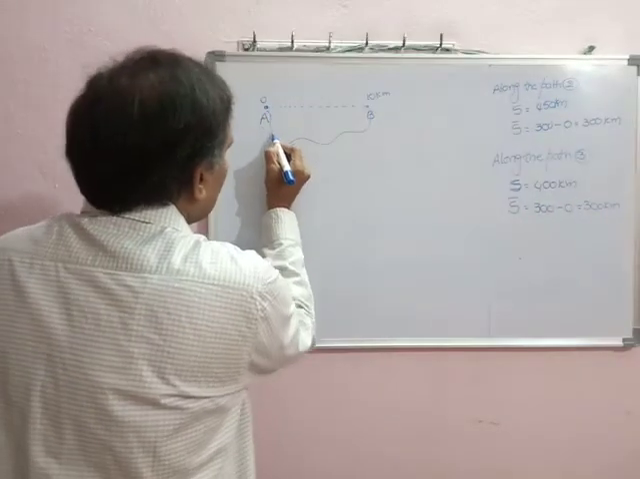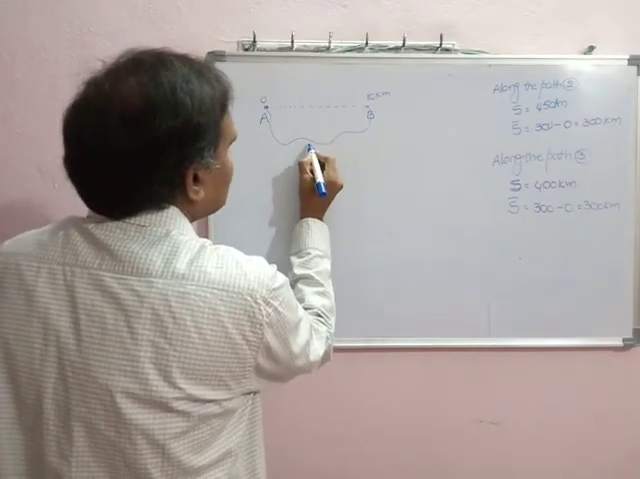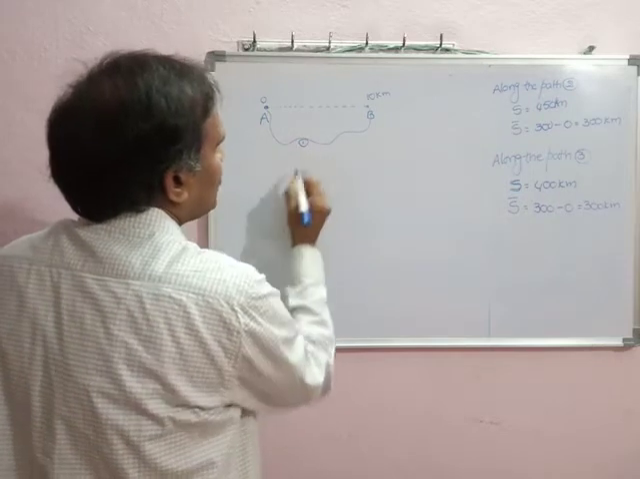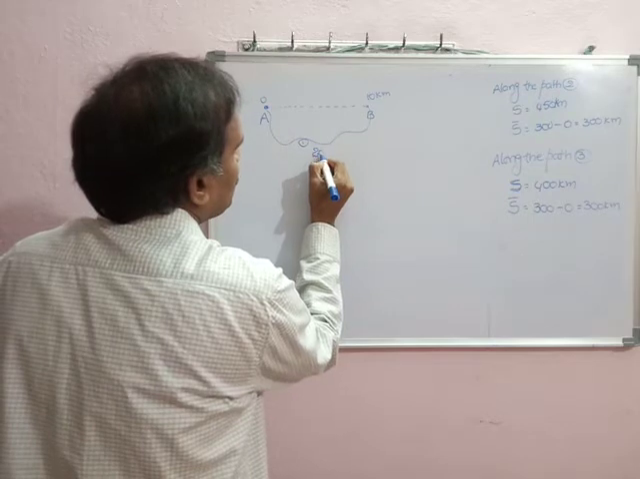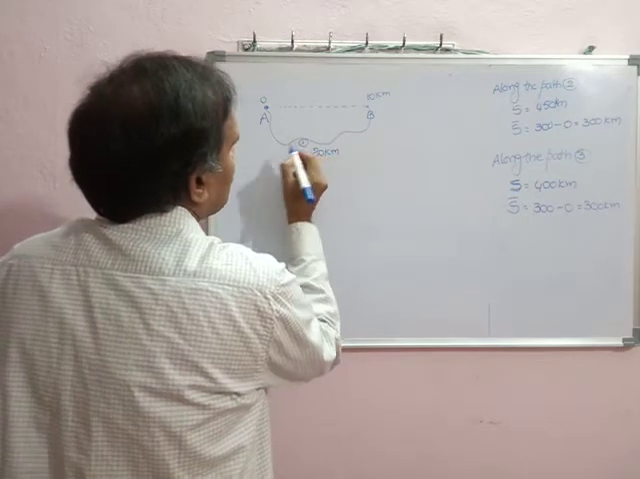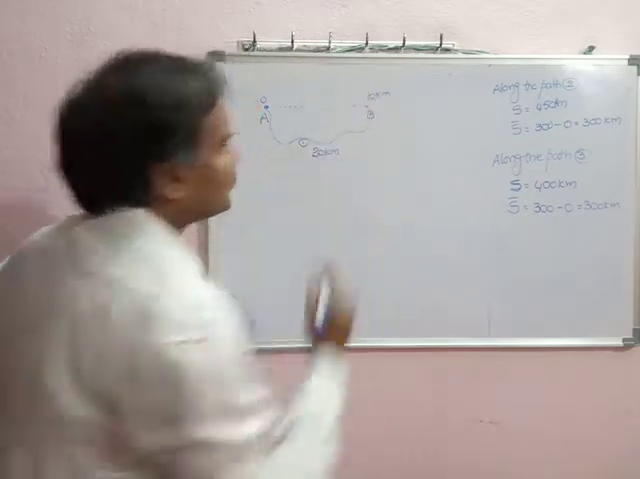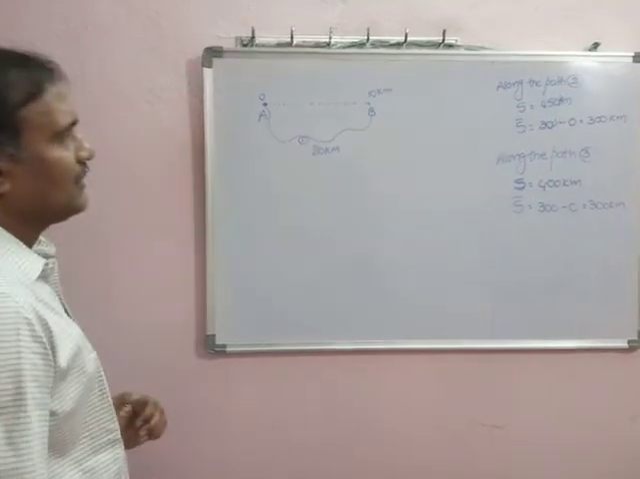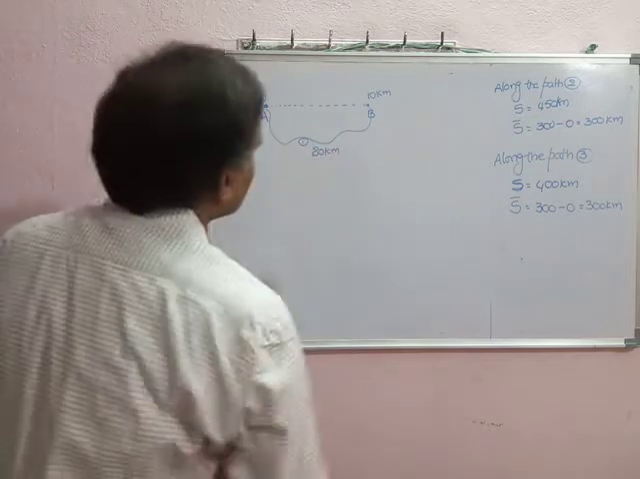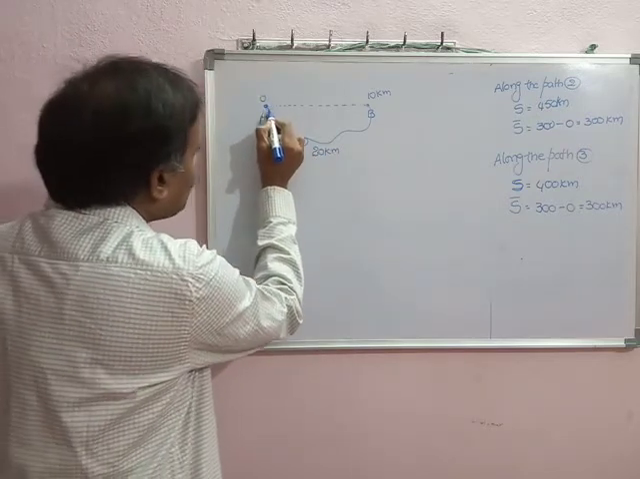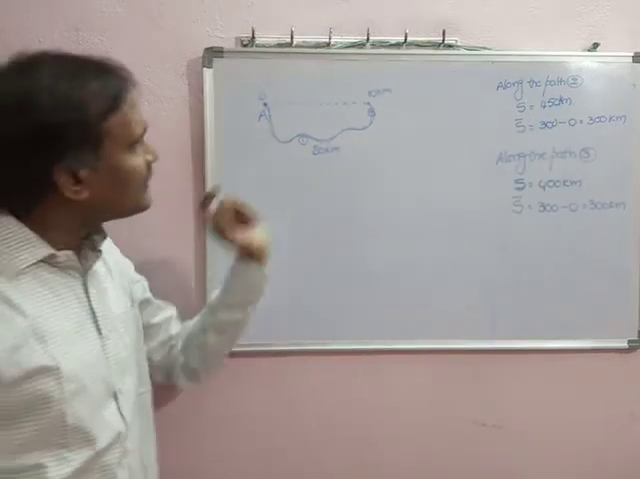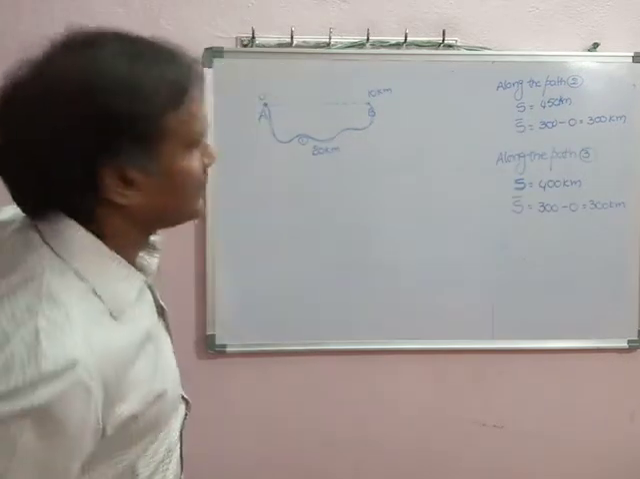Now, the length of this path, path 1, is equal to 20 kilometers. Now you tell me, only one path exists here. Listen to me. Only one path exists here. Here there is no path.